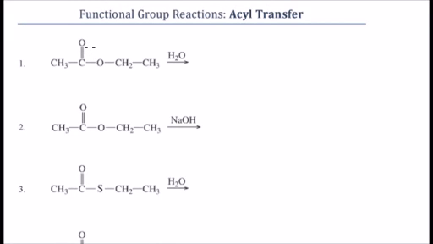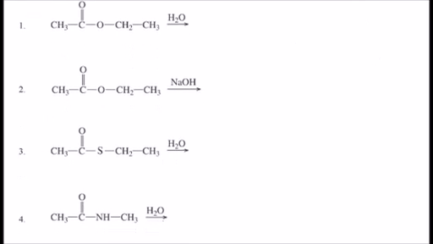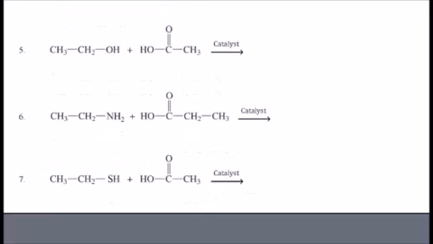In this video, we're going to talk about a series of functional group reactions, acyl transfers. In the first four, you're going to see esters undergoing hydrolysis, base hydrolysis, thiol esters undergoing hydrolysis, and amides undergoing hydrolysis. As you can see, the common theme is the similar structures here. True esters in the first two, a thiol ester in the third, and an amide in the fourth. And in the last two, we're going to go the opposite way, using catalysts to put these together.